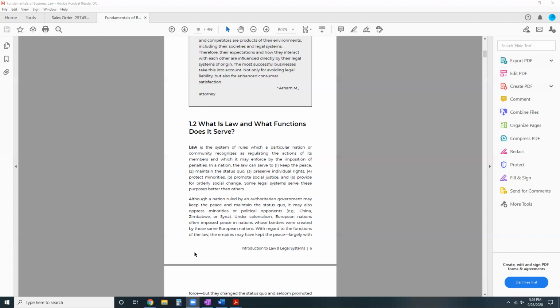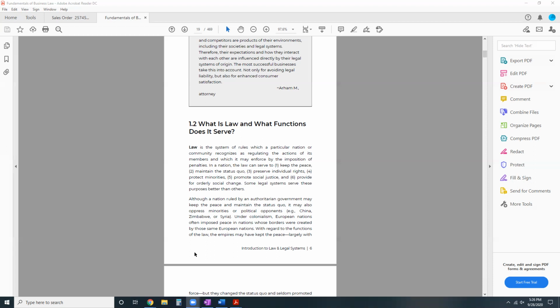Now, if we're being honest, sometimes these purposes vary and different people have different opinions on their legitimacy. Maintaining the status quo isn't a purpose that we would normally associate in the United States with the purposes of law. Keeping the peace is, though. Preserving individual rights is. Protecting minorities is. Other textbooks mention respecting the will of the majority.